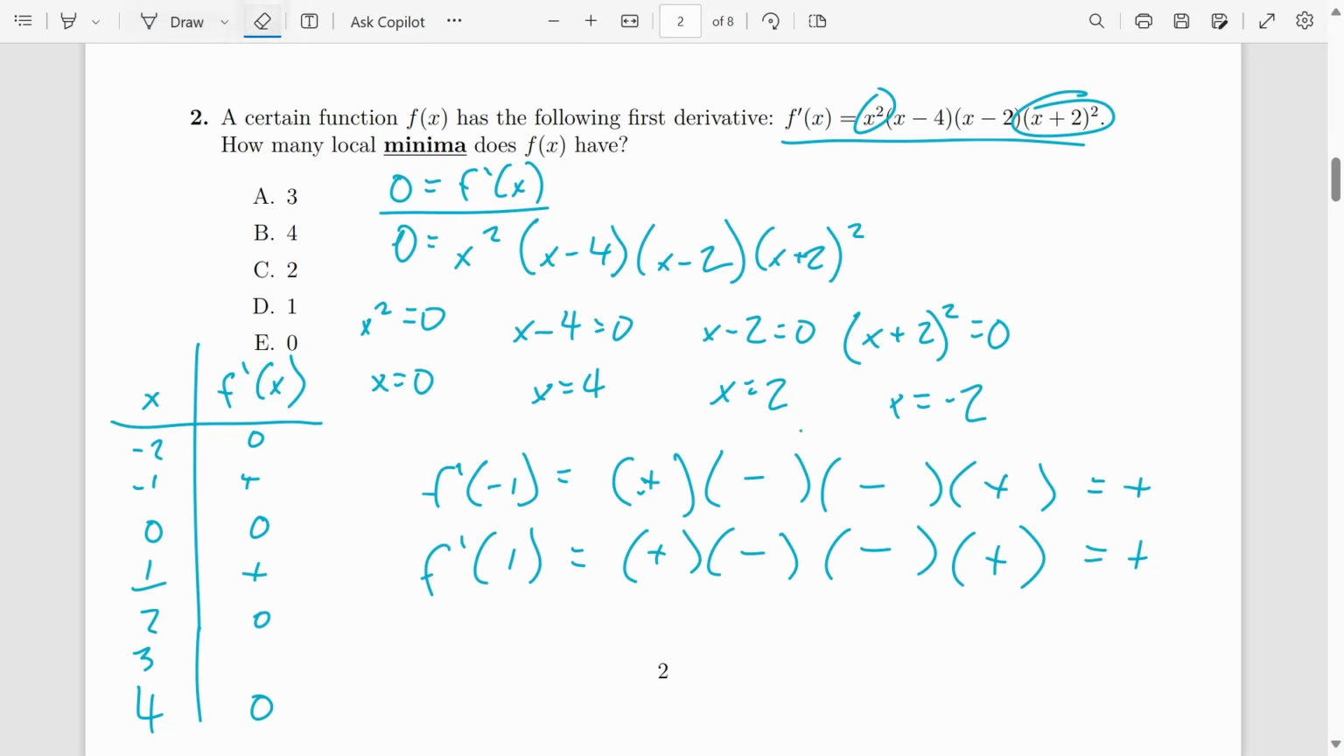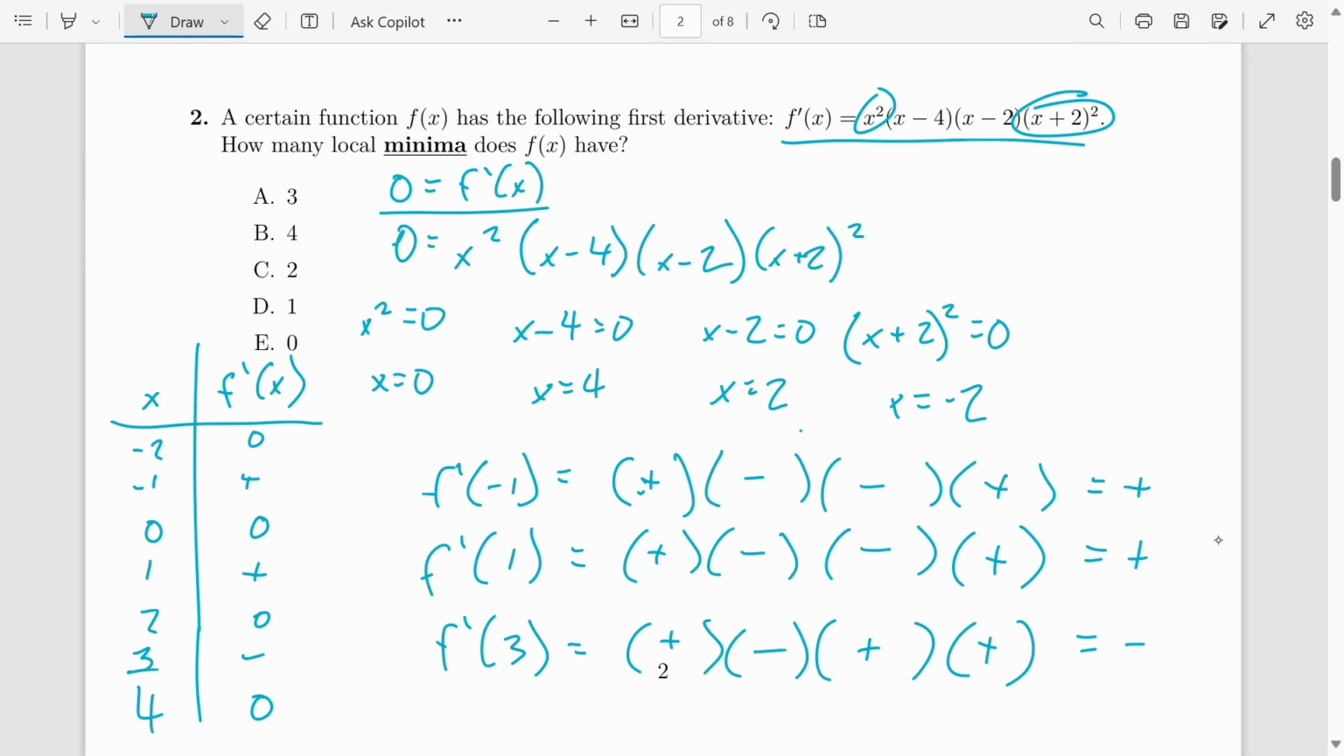And then moving on to our last one, +3. F prime of 3 equals, same thing again. Outside terms are positive, and then the inside terms. So 3 minus 4 is -1, and 3 minus 2 is +1. So since we've got 3 positives which don't do anything and an odd number of negatives, this is going to leave us with a negative answer.